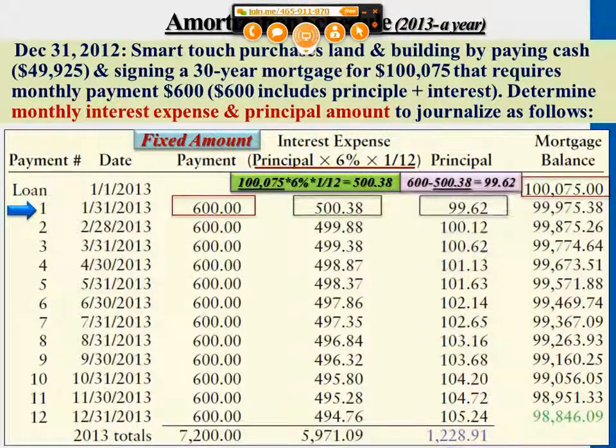$500.38 and $99.62. So we get to interest expense by using the green box over there: the full mortgage balance times the interest rate given to you, 6%, times just 1 month over 12. Again, mortgage is paid on a monthly basis, so interest is only accumulated for 1 month. Now the pink box over there, principal amount. You simply get it after you get interest, subtract that from 600. That will give you the principal amount that you're paying.